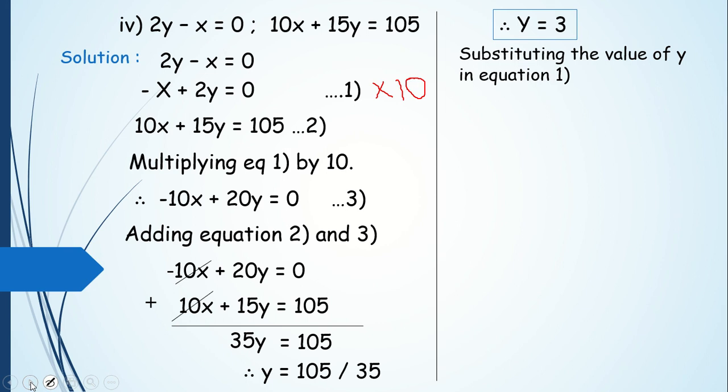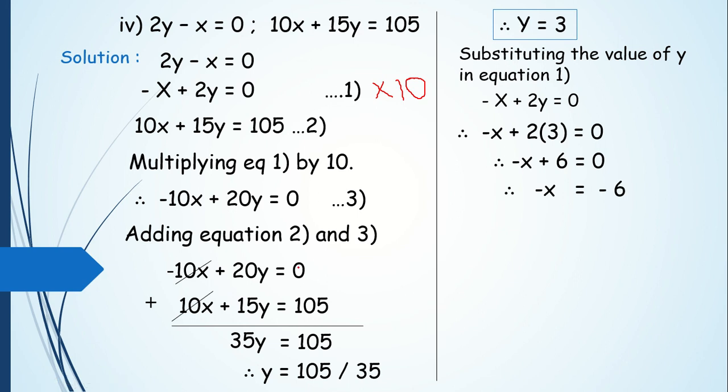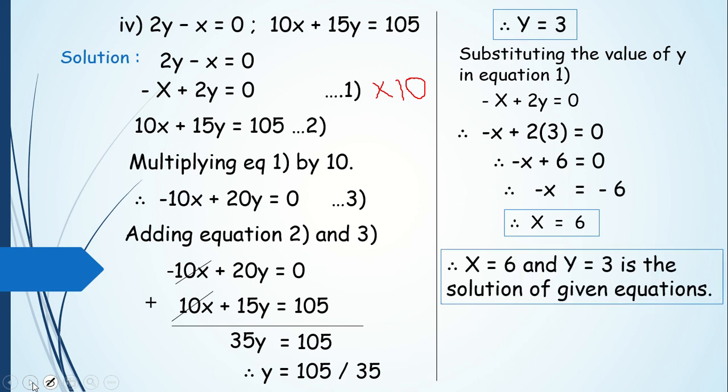Substituting the value of y in equation number 1. Equation number 1 means this you can take. So put 3 in place of y. Minus x plus 6 is equal to 0. Minus x is equal to minus 6. 6 goes that side, will become minus. Therefore x is equal to 6. Now y is equal to 3 and x is equal to 6 is the solution of the given equations.